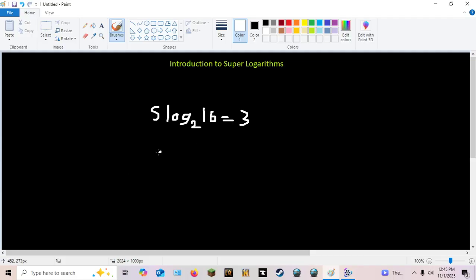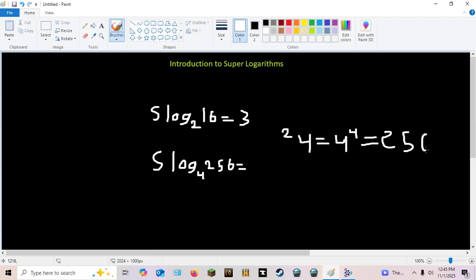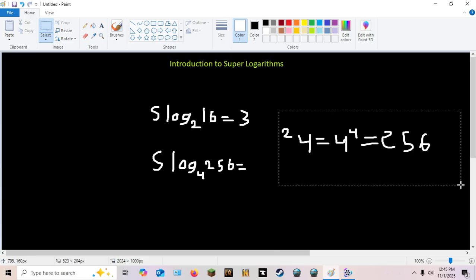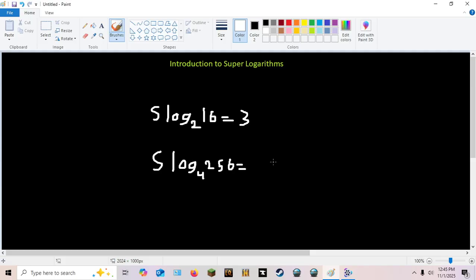Let's go do another one. Log base 4 of 256 equals what? So 4 tetrated to 2 equals 4 raised to the 4. Remember, it's 2 times because the power tower says 2, which equals 256. So the missing one is 2. Again, 4 tetrated to 2 equals 256.